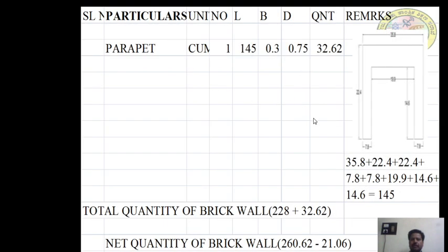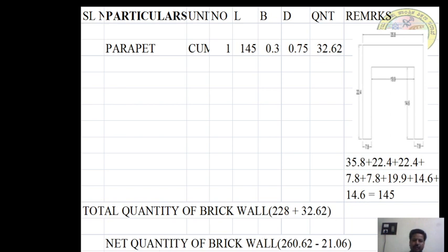Next, parapet wall. We know how to calculate brick wall quantity. The outer to outer dimension of the building is taken: 22.4, 19.9 and 14.5. This is the outer to outer dimension. So total one number, 145 meter, 0.3, height of the parapet 0.75, gives 32.62. So the total quantity of brick work is 228 plus 32.62.